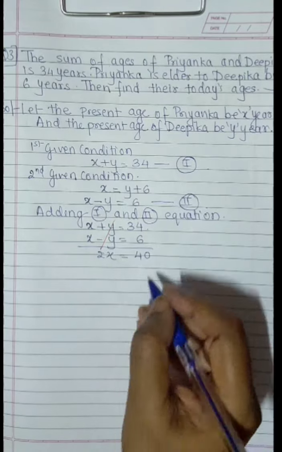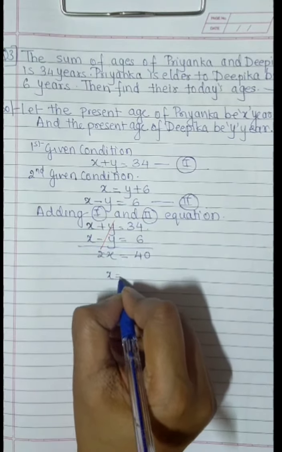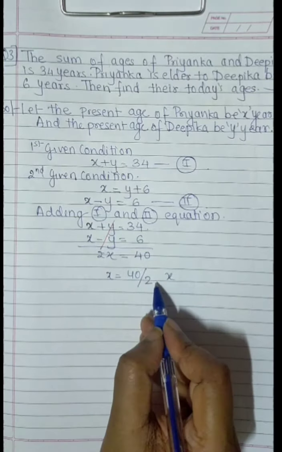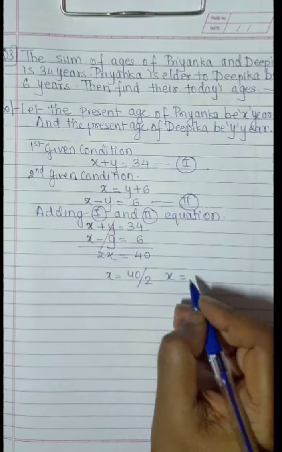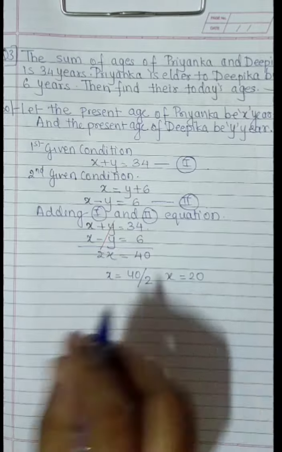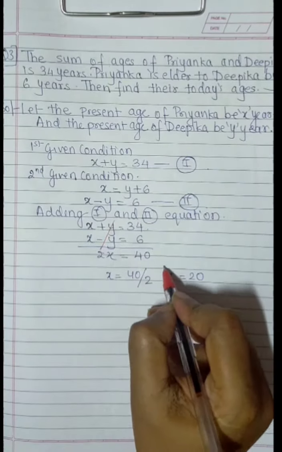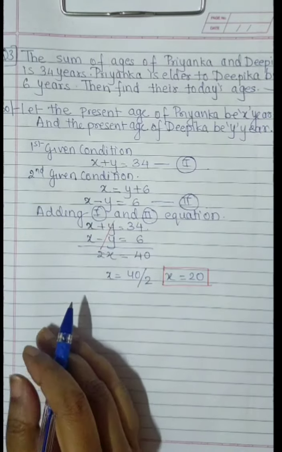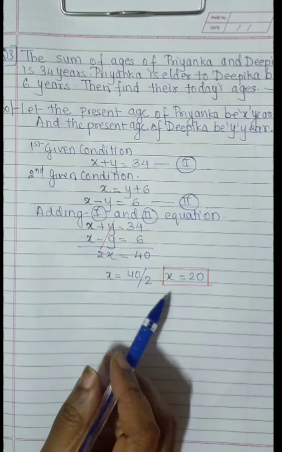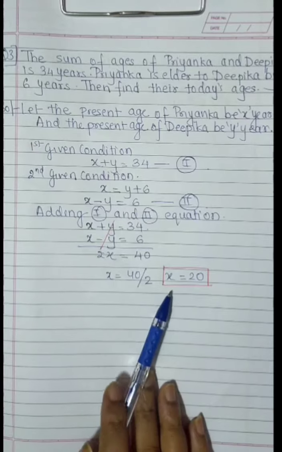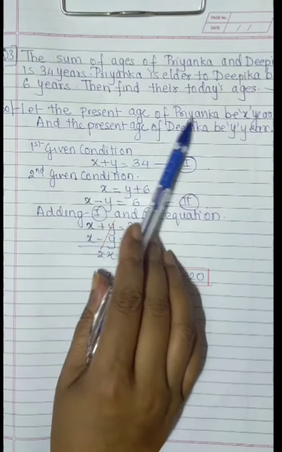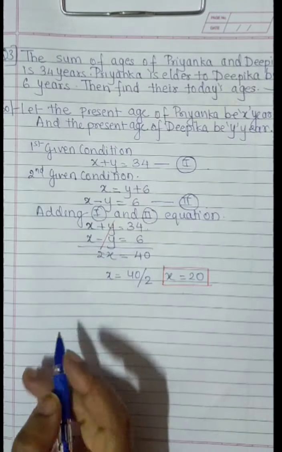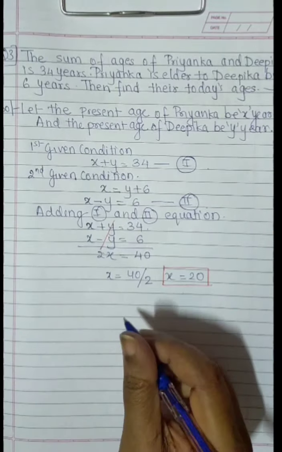Now here X is equal to 40 upon 2. After dividing we'll get X is equal to 20. This is our value of X. Now we have to find the value of Y. We got the present age of Priyanka is 20 years. Now we are going to find Y, meaning Deepika's age.